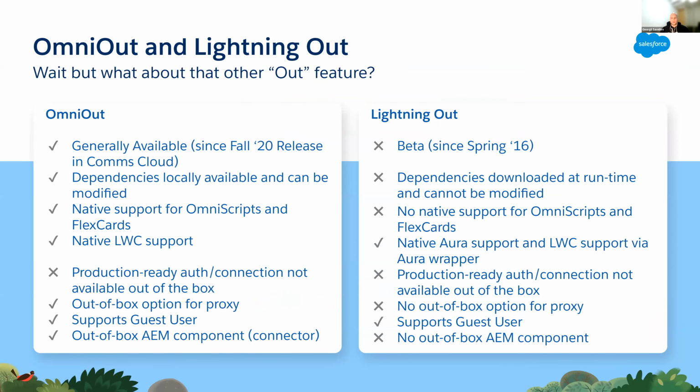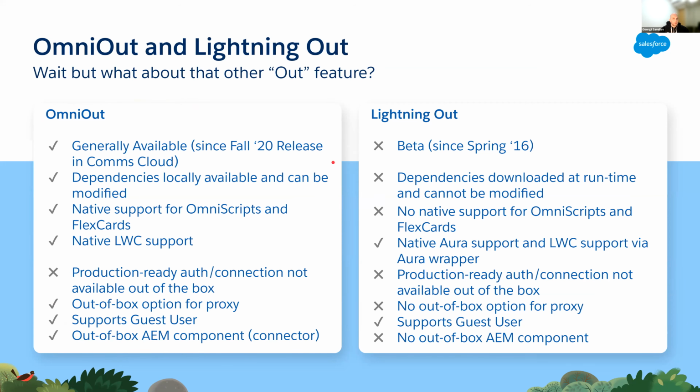And then some of you may have heard of a feature called Lightning Out. What we're talking about today is OmniOut. You might be thinking, okay, why are there two out features? What's the difference between them? I want to talk a little bit about that. So we'll start with OmniOut on the left-hand side. I'll go point by point here.